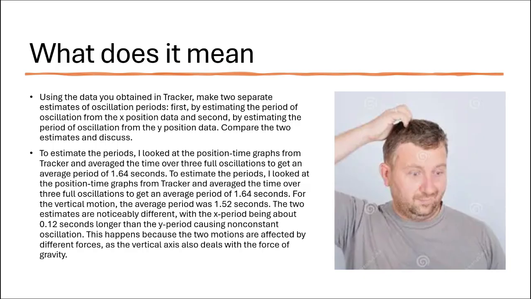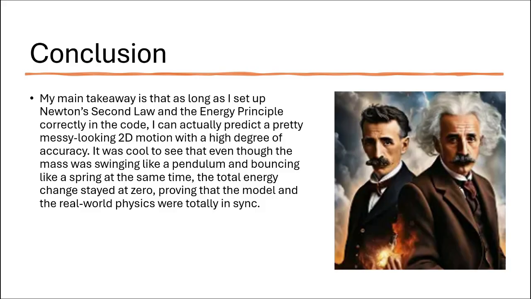Overall, we see that there are some different forces acting on either of the two, so we're going to get slightly different types of movement. Therefore, we're going to get this non-circular oscillation here. My main takeaway is that as long as I set up Newton's second law and the energy principle correctly in the code, I can actually predict a pretty messy looking 2D motion with a high degree of accuracy. It was cool to see that even though the mass was swinging like a pendulum and bouncing like a spring at the same time, the total energy change stayed at 0, proving that the model and the real world physics were totally in sync.